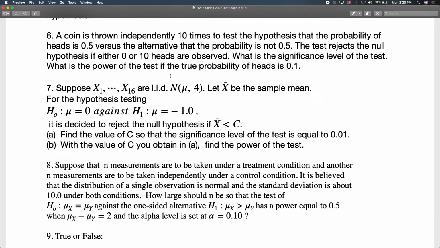(16) Random variables, keyword IID, normal with unknown mu and variance equal to 4. We are interested in x bar, the sample mean. Test the null that mu is equal to 0 against the alternative that mu is equal to negative 1. Reject the null when x bar is less than c. Find the value c such that the significance level equals 0.01.